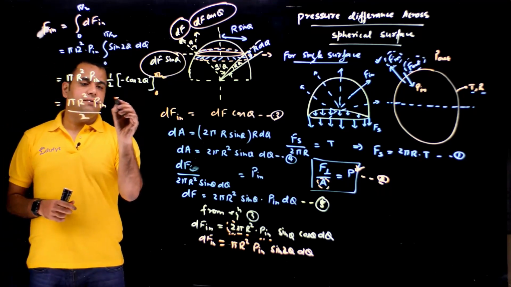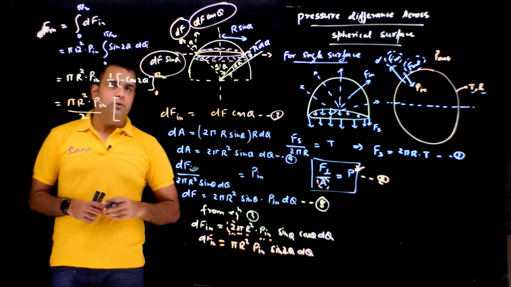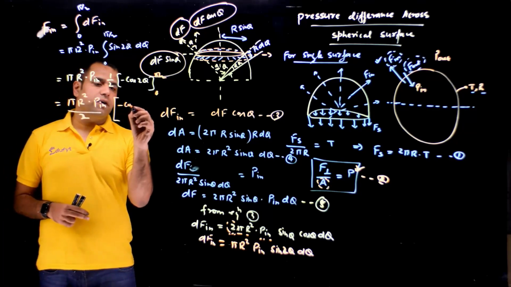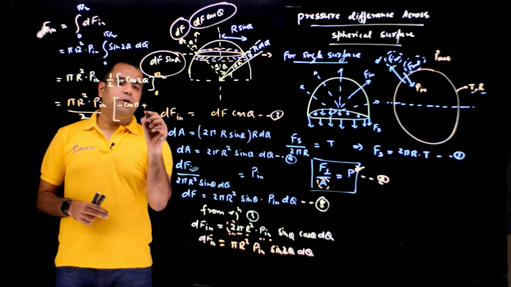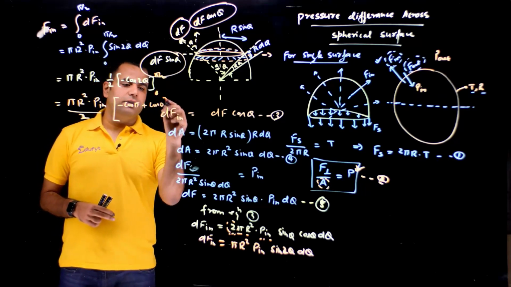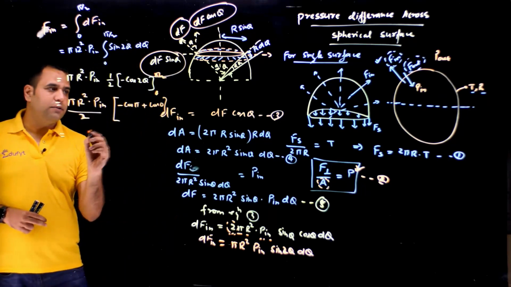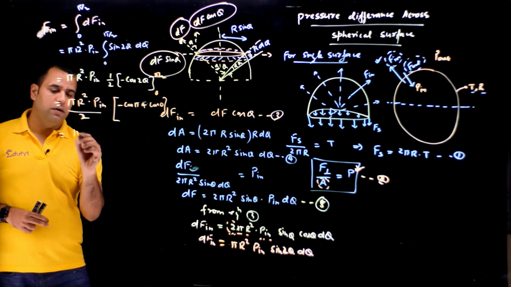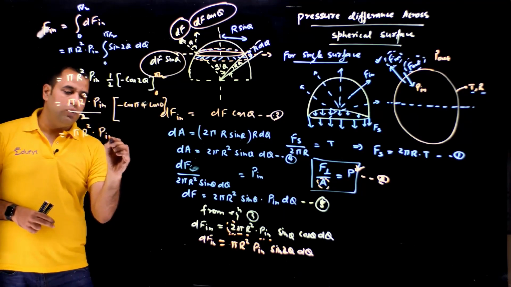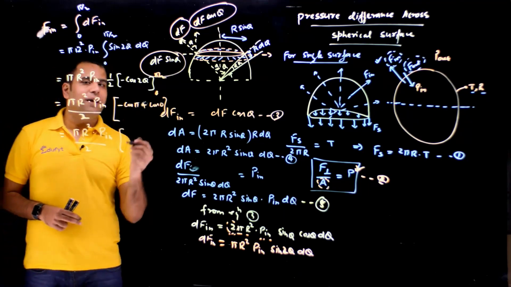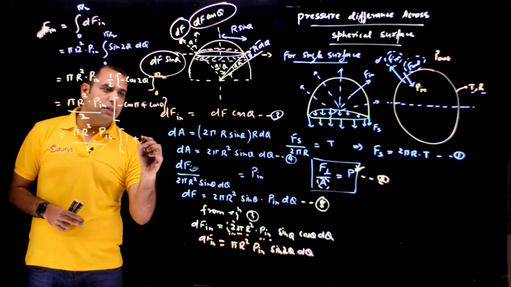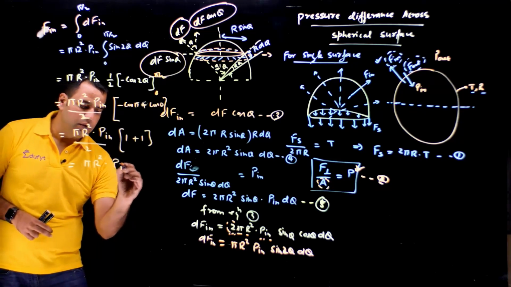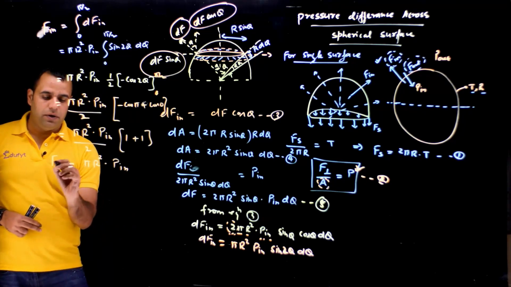and let's put the value. When you put pi by 2, it becomes cos 2 into pi by 2, that becomes cos of pi. So minus of cos pi, minus minus will become positive, and you put 0, that is cos 0. So that becomes pi r square into P in by 2. Cos pi is minus 1, and minus minus will be plus 1, plus 1. So that value will be pi r square into P in. So that is equal to F in.